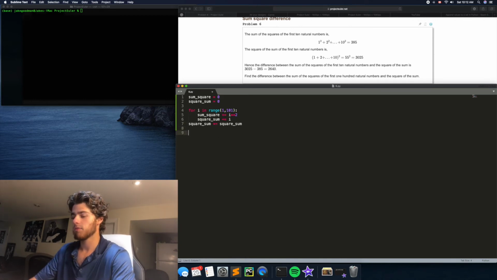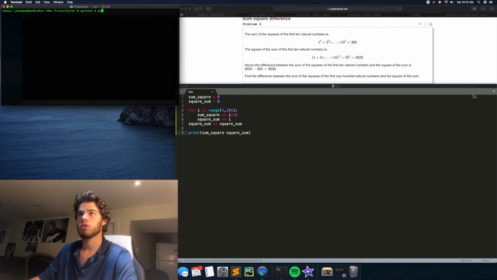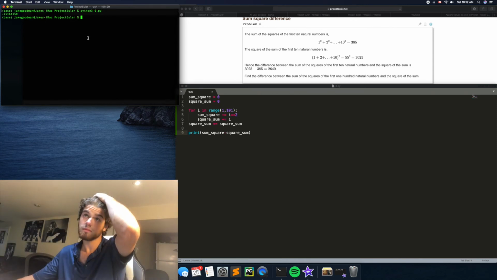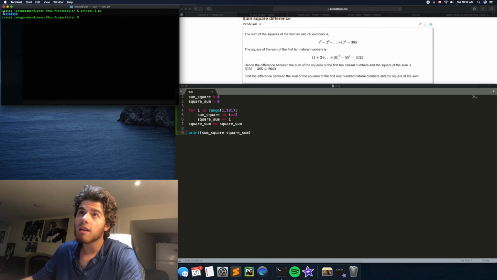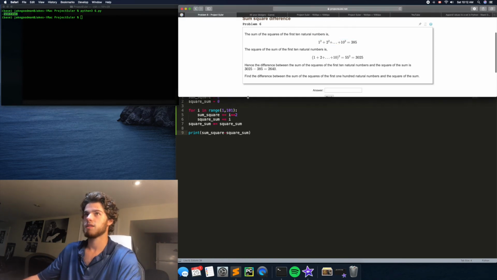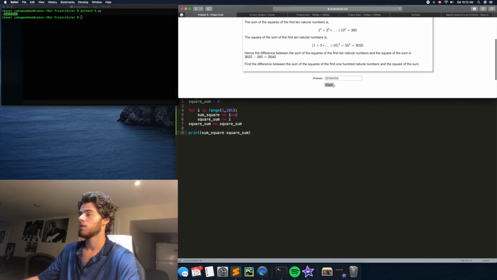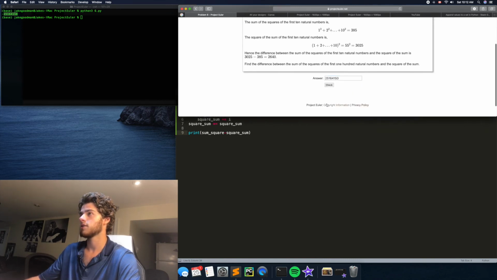And then we just need to print out the difference. So the difference between the sum of the squares, sum square minus square sum. So I think that should work. Okay, it's a negative number, but that doesn't matter because it doesn't matter what order you put it in, it'll be the same absolute value of that number, be it negative or positive. So I'm sure they're looking for the positive answer.